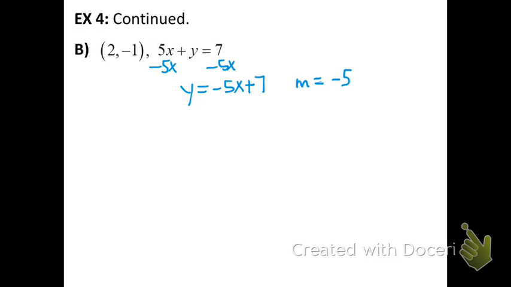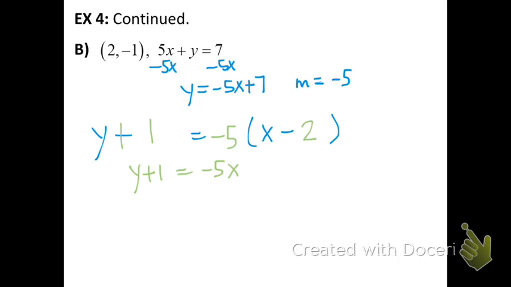Then from here, we're going to fill in what we know into the point slope form. We do know that y1 is negative 1, so it becomes plus 1. Our slope is negative 5, and it's x minus 2 from that point up here. From there, you'll distribute the negative 5, so you get negative 5x. Negative 5 times negative 2 gives you 10, and then subtract 1 to get y all by itself.